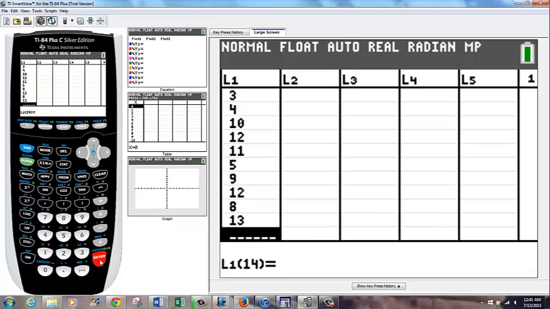13, 2, and 7. So that's the 15th number. So see, now it's looking for the 16th. So the fact that it's blank with L1 16 means there's 15 numbers in that list. So now I'm going to quit out of that.